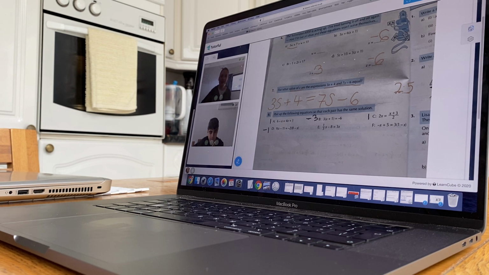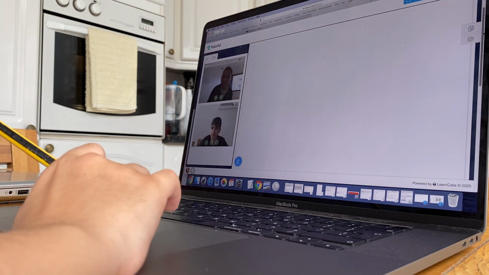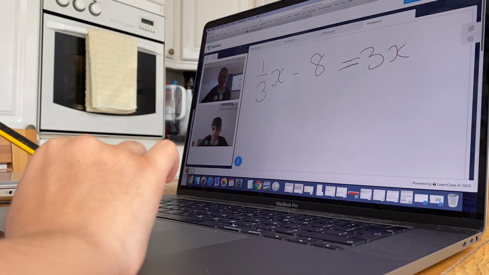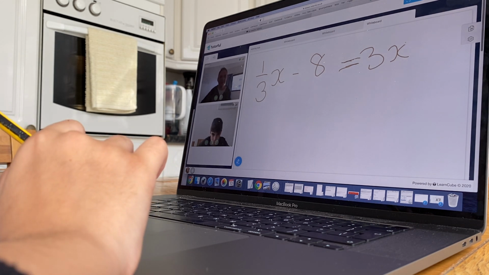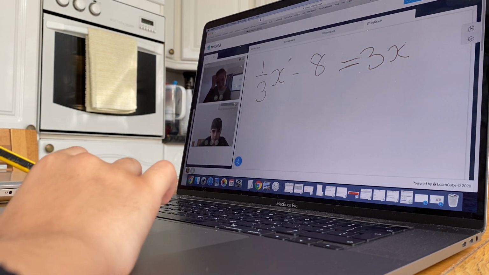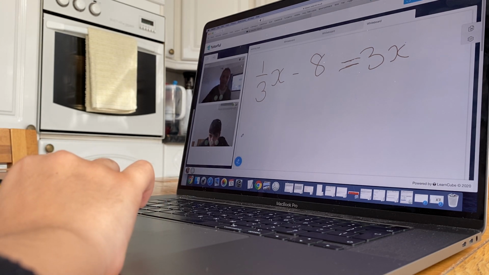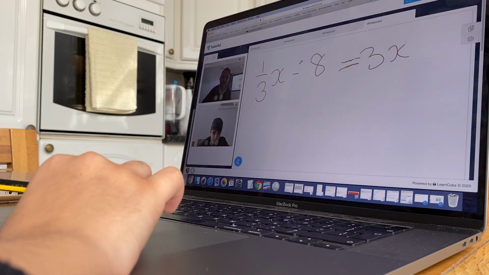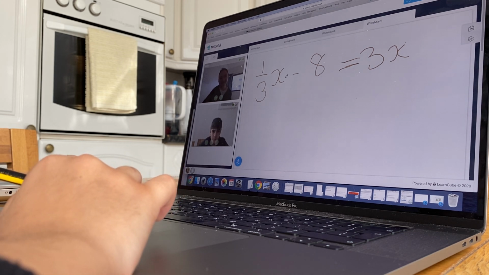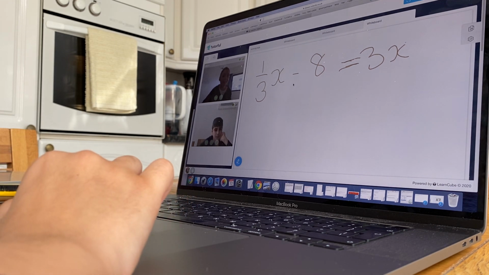Okay, so next one we have is 1/3 x minus 8 equals 3x. So 1/3 x minus 8 is equal to 3x. Okay. So what we're going to do is the 3x and the 1 over 3x, we're going to add. So before we add, why is it a little bit tricky to add these two together? Because this is a fraction. Yeah, because there's a fraction. And what trick can we use to get rid of the fraction?